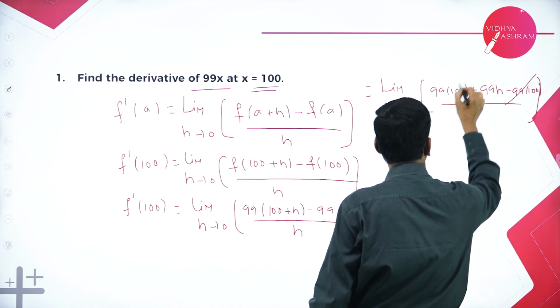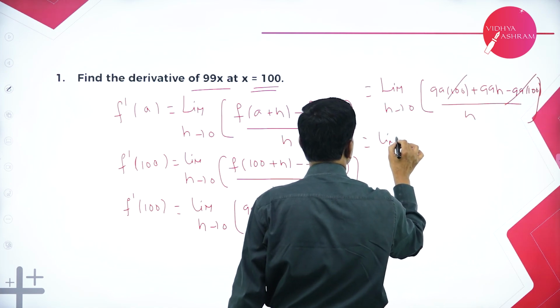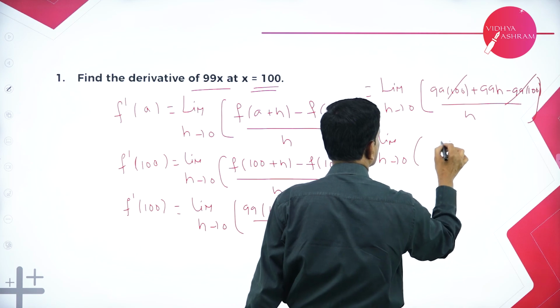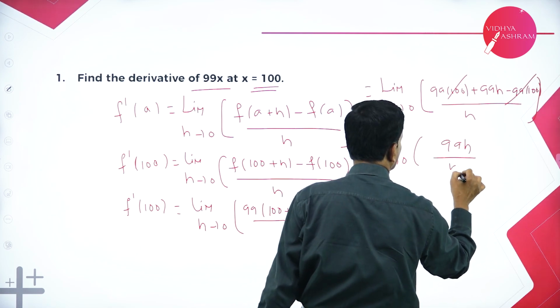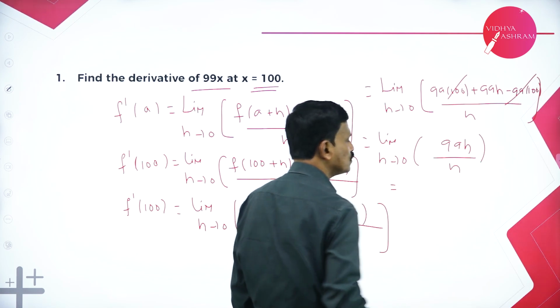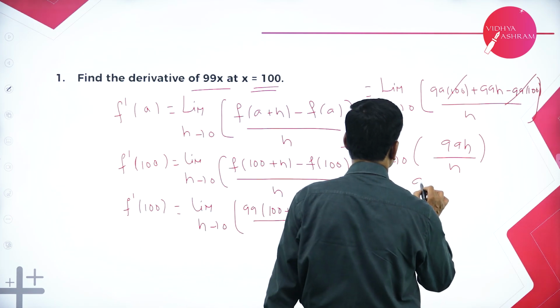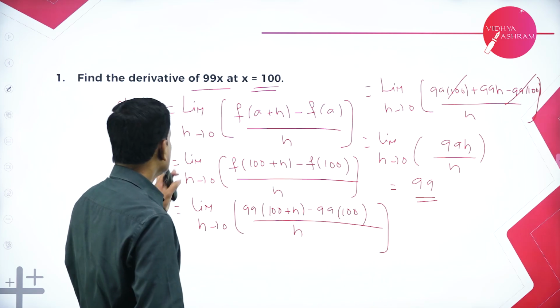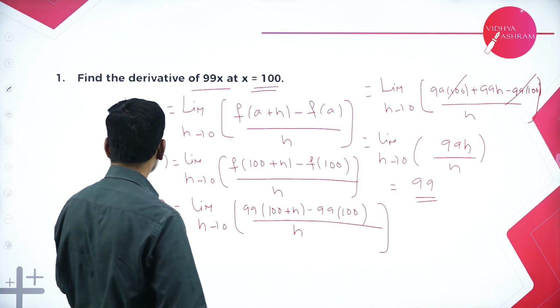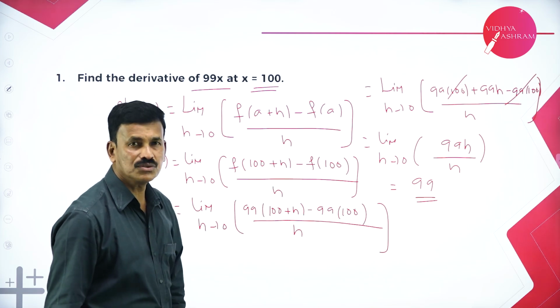Cancel the terms, these two get cancelled. Limit h tends to 0 of 99h divided by h. The h and h get cancelled. What you will get is 99. So the answer is f dash of 100 is equal to 99.